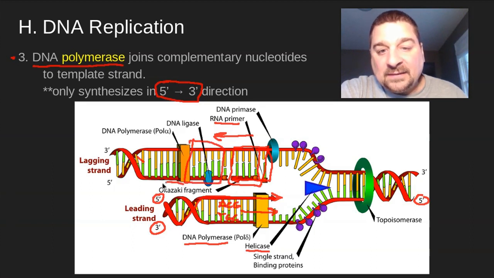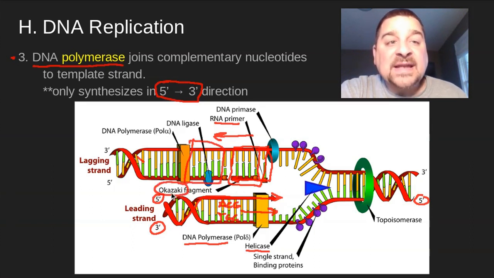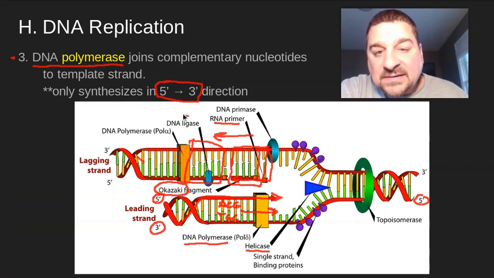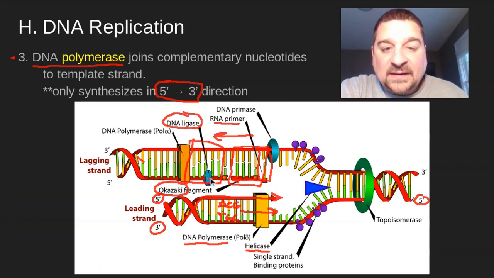These little pieces are called Okazaki fragments, named after the Japanese scientist that figured this out. And so all these little pieces, there's another enzyme, DNA ligase, that comes along and seals these together, takes the RNA primer out.